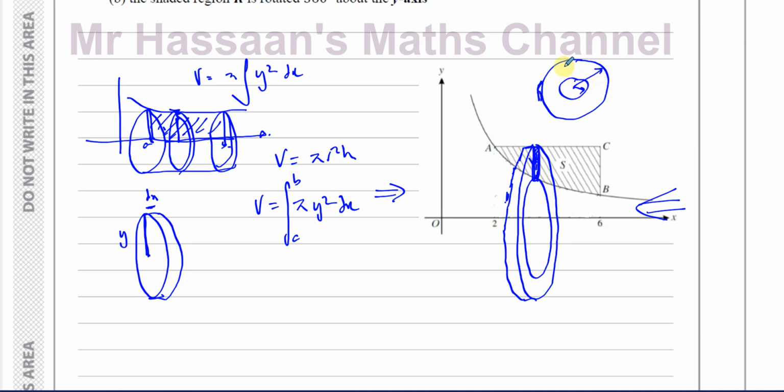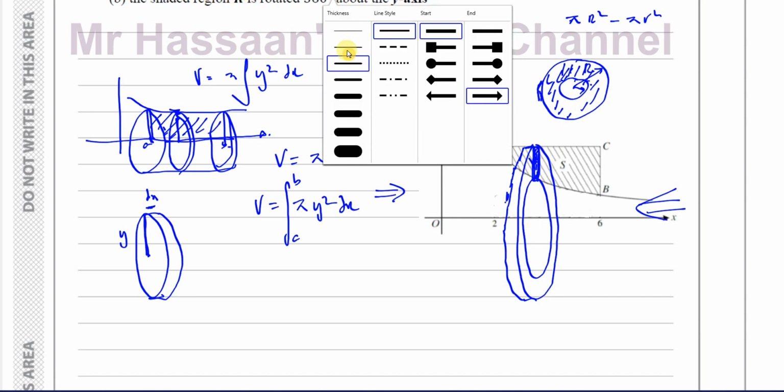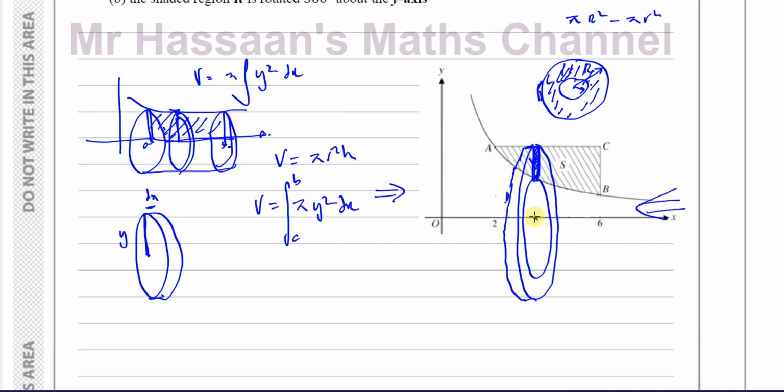To find the area of the cross section of this kind of cylinder with a hole in it, you're going to use pi times the big radius squared minus pi times the small radius squared. That corresponds to this diagram. The big radius, the outer radius, is this length from there to there. It's like the y value of the point up here.